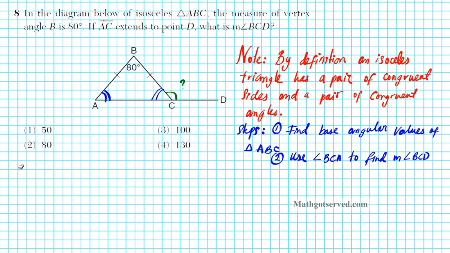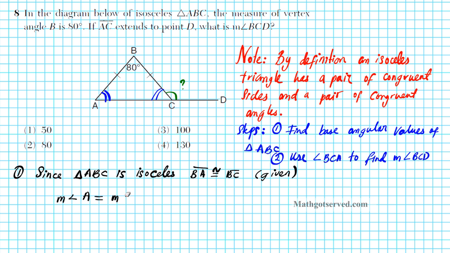Okay? So, step one, since triangle ABC is isosceles, what do we know? We know that BA is congruent to BC. That's a given fact. Now, it follows that the angles that are opposite the congruent sides are congruent. So the measure of angle A is equal to the measure of angle BCA, right? Since they are opposite the congruent sides.